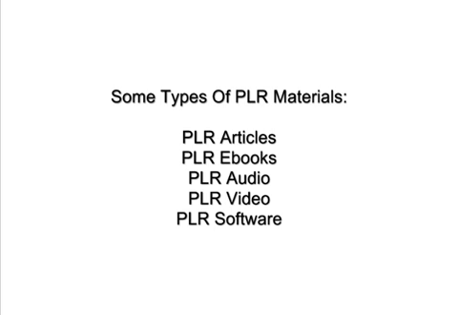There are several different types of PLR materials out there that you can get. You can get PLR articles, PLR ebooks, PLR audio, PLR video, PLR software. Now, this is by no means a complete list of what you can get in the realm of PLR, but these are the ones that are the most common. So what I'm going to do is go out and get some of this material, and I'm going to show you how to set up some different systems to help you build your business.